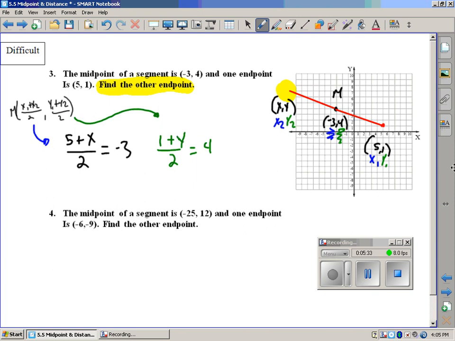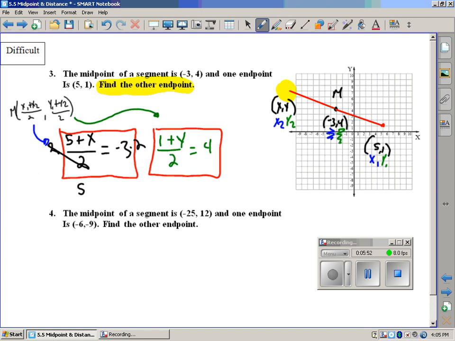Neither one of these is completely solved. I still need to solve this equation. I still need to solve this equation. And those will give me my x and y values that I need. To solve this equation, I would begin by multiplying both sides by 2. 2 times this group divided by 2 just leaves me with the group. 5 plus x equals this stuff, negative 6. If I subtract 5 on both sides, I would get x equals negative 11.